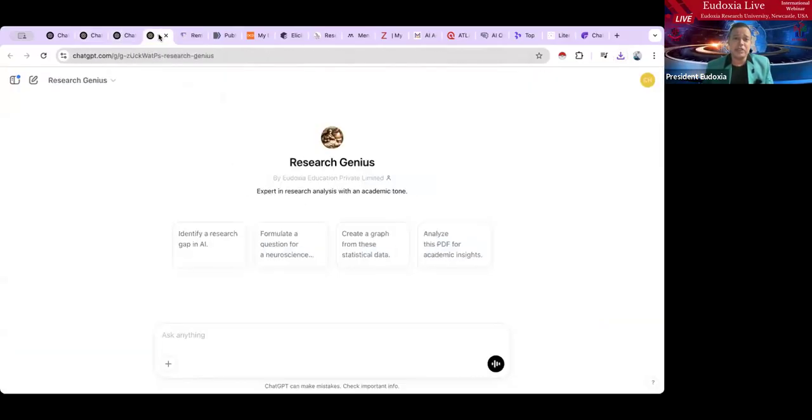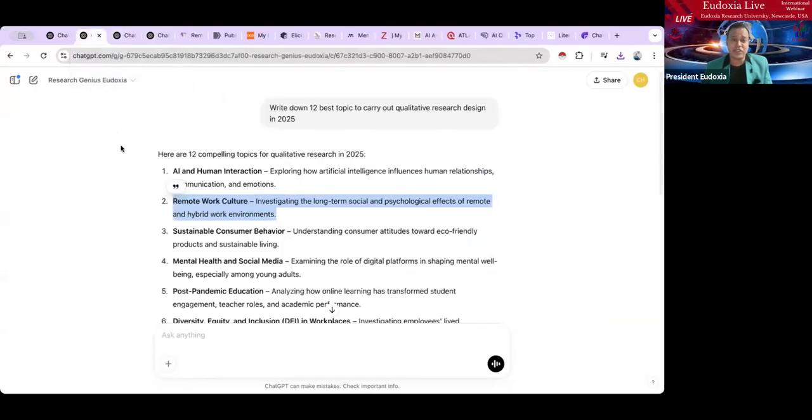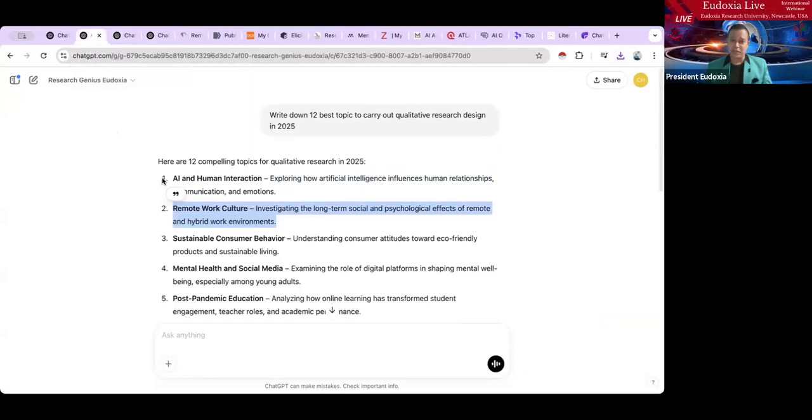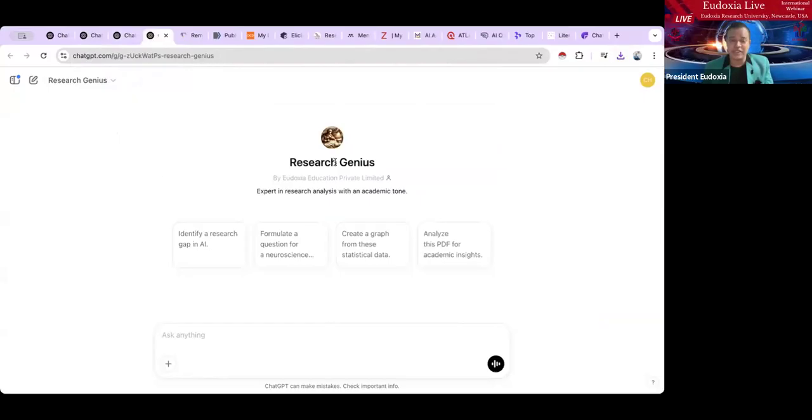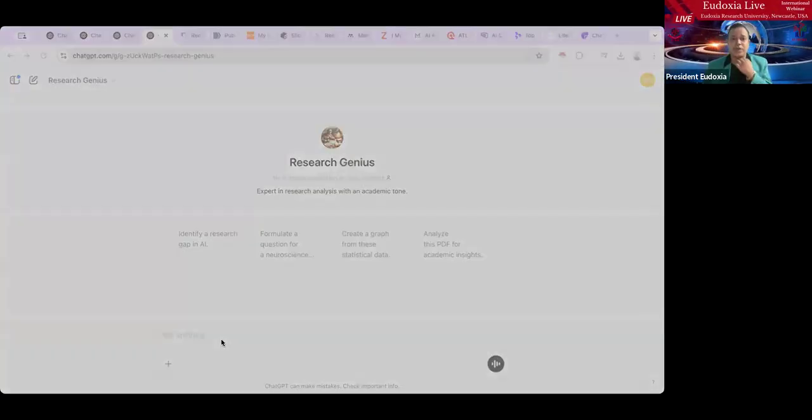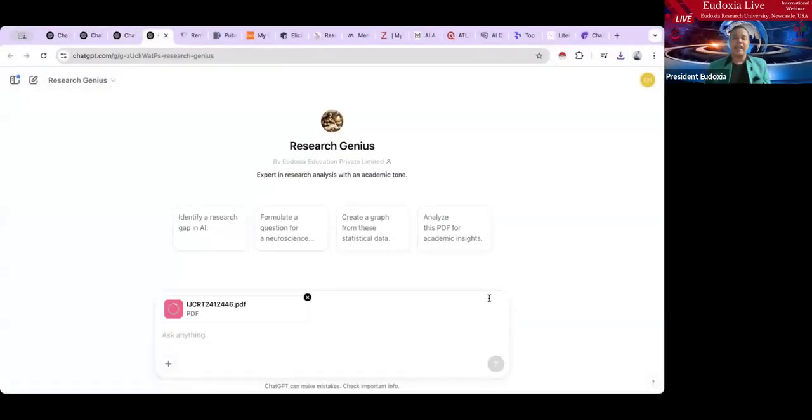So you see that Research Genius is here. I was using Research Genius Eudoxia. Both are somewhat different: Research Genius Eudoxia is one GPT, and another is only Research Genius. Now I am going with this one, uploading from the computer. Here I go to my downloads, and this is the paper I just downloaded. I'm uploading the paper. Now I will try to find out the research gap.